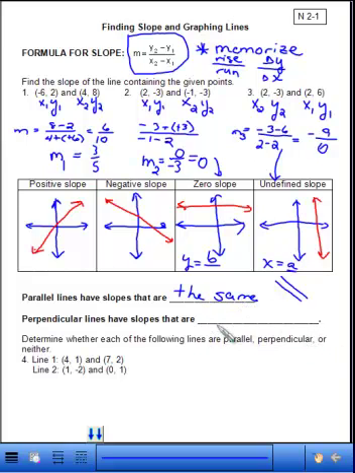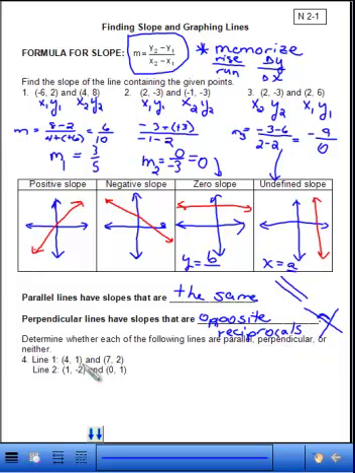Perpendicular lines form right angles to one another, and they will look like this because they form the intersection from the right angle up here. Okay. And so their slopes are opposite, which means if it's positive, you make it negative. If it's negative, you make it positive. Reciprocals of one another. Opposite, reciprocal.